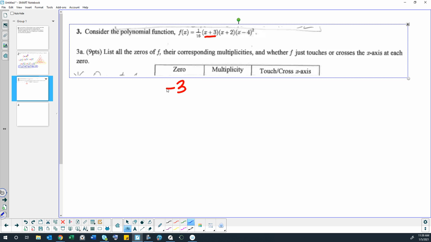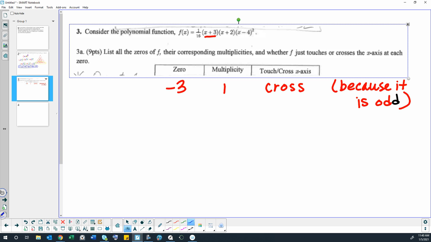It doesn't have an exponent on it, so therefore it's a multiplicity of 1. And odd multiplicities cross the x-axis. So it's not because the 3 is odd, it's because the multiplicity is odd, right? Okay, let's look at the next one.